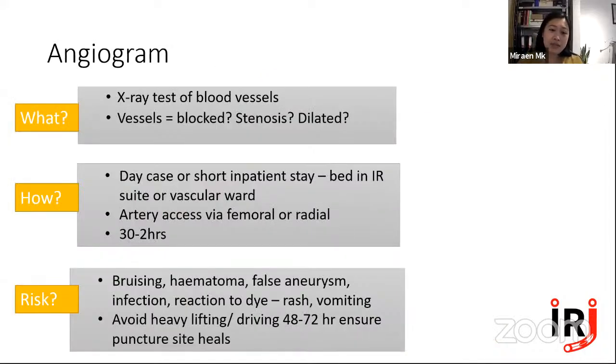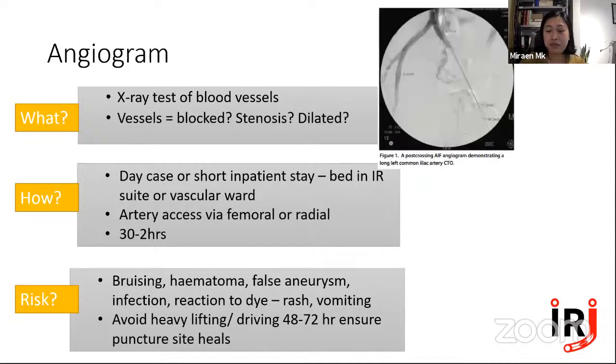Angiograms are essentially an X-ray test of blood vessels. What we're trying to find out here is: is the vessel blocked? Is it stenosed? Is it dilated abnormally? This is what a typical picture will look like. It's contrast put in the area of interest and then taken like an X-ray. In this particular scan, you can see that at this part the contrast is no longer flowing, so it's a complete obstruction of the common iliac artery.